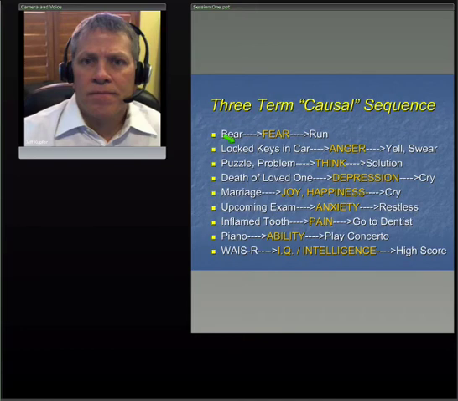Let's stop for a moment and go back to this picture. We have a three-term causal sequence. We see a bear. We feel this thing called fear, an internal structure, and we run. If we are only to use two terms here and say fear makes us run, we don't have a complete explanation, because we don't know how it is that this thing called fear gives rise to running, and what it is that we are afraid of in the first place.